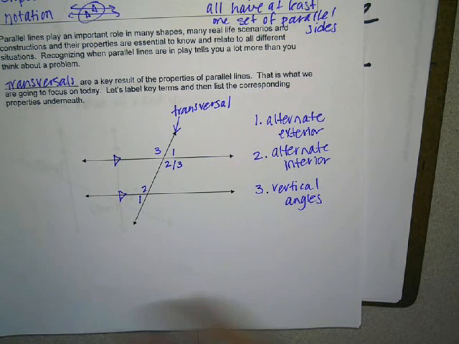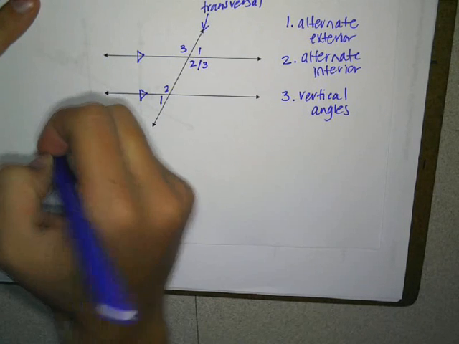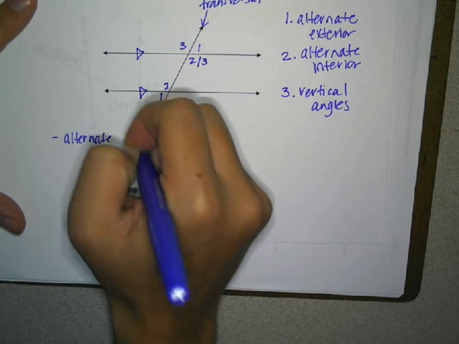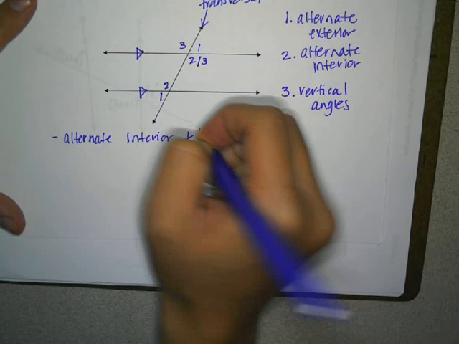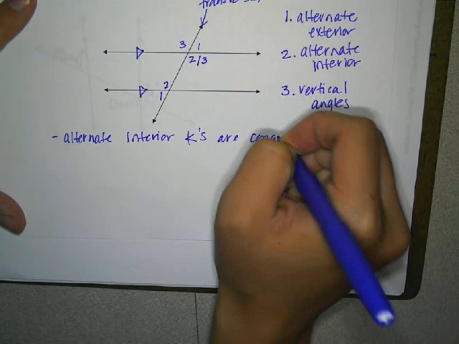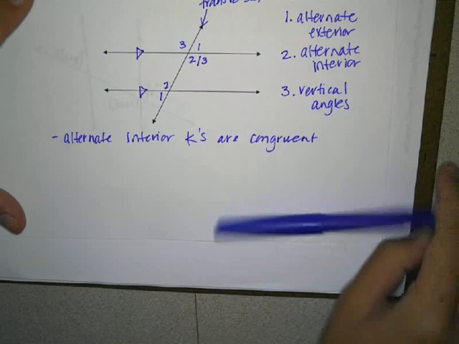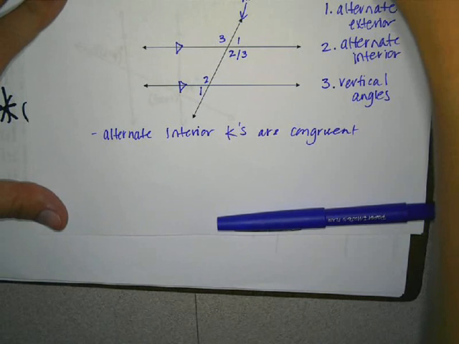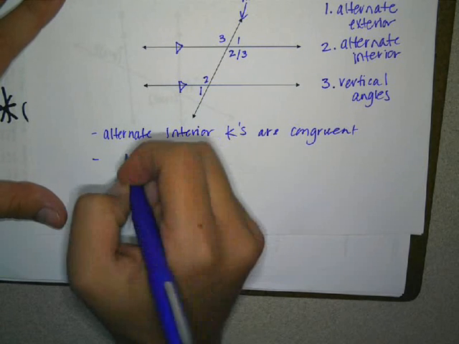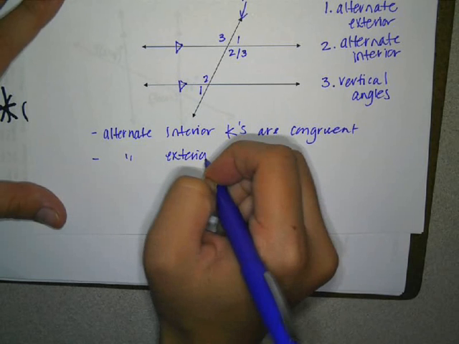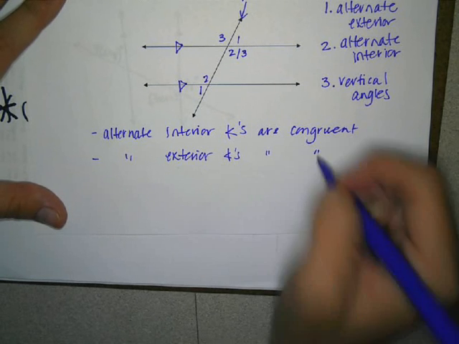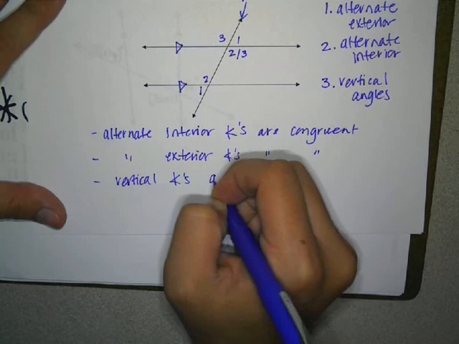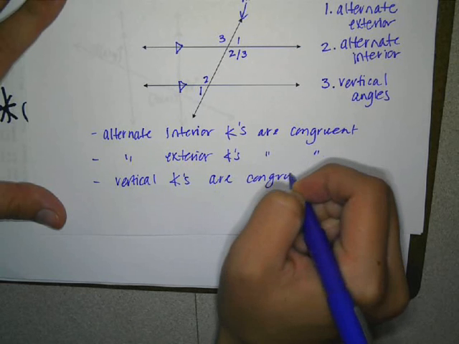All right, so corresponding properties underneath. Alternate interior angles, I'm going to use a geometry term here, are congruent, meaning they're equal to each other. Alternate exterior angles are congruent. And then vertical angles are congruent.